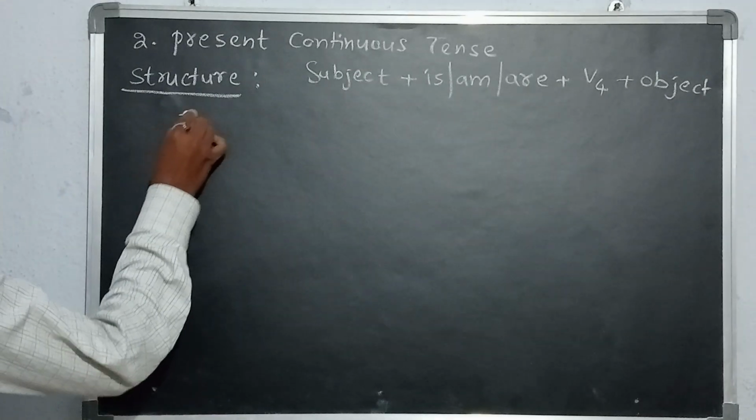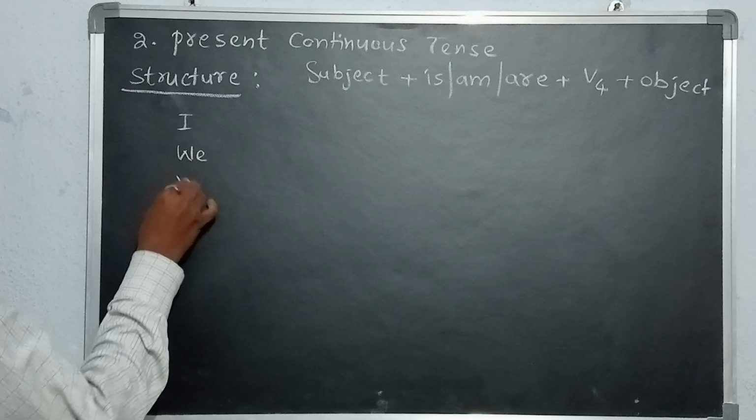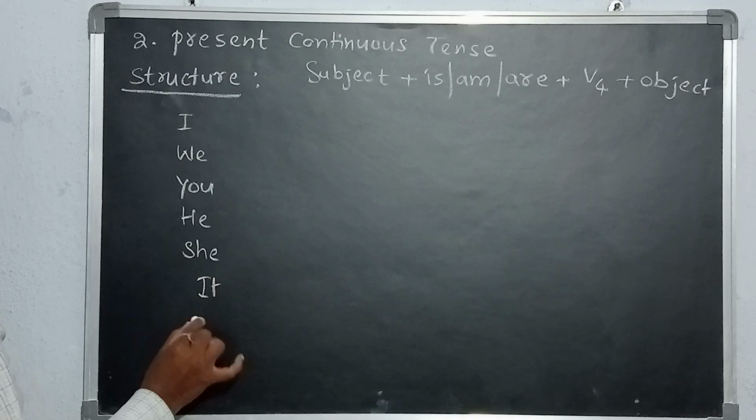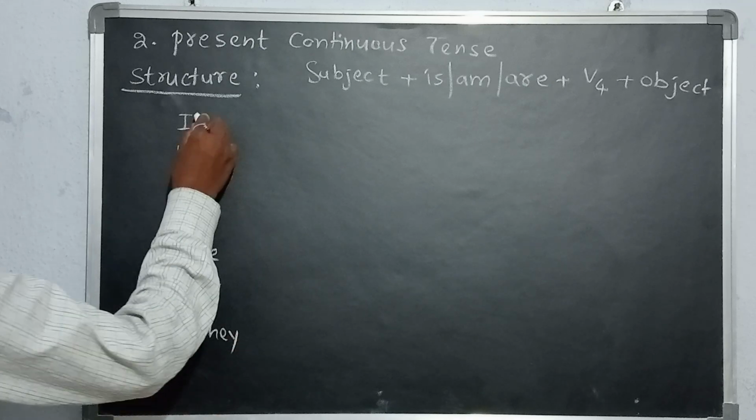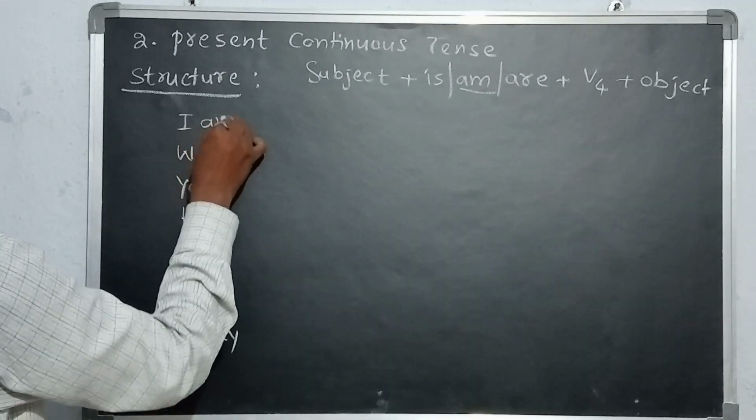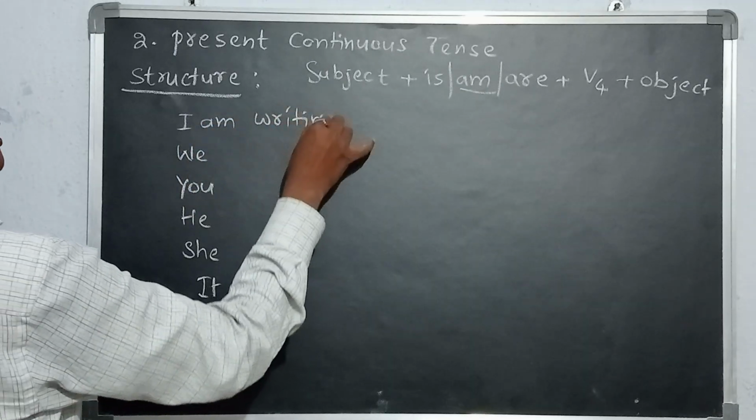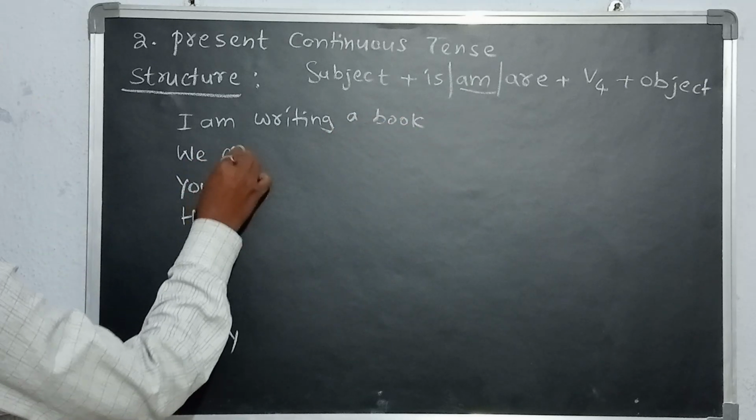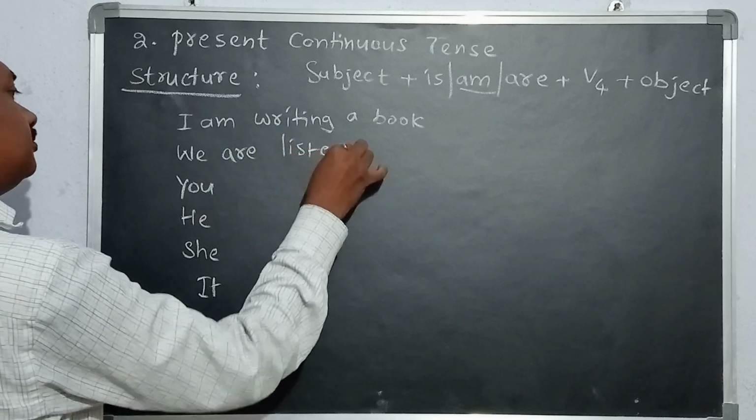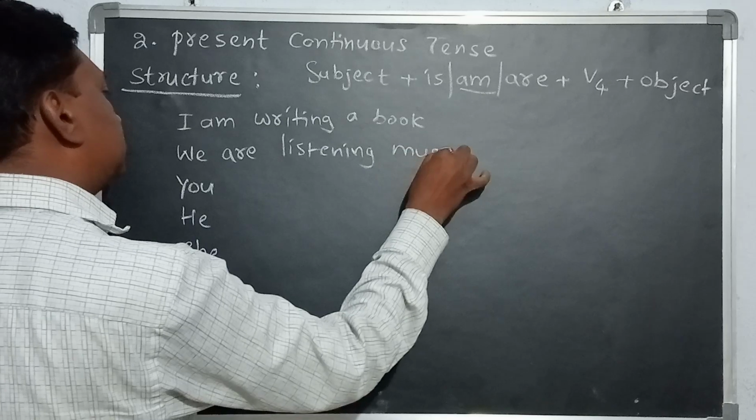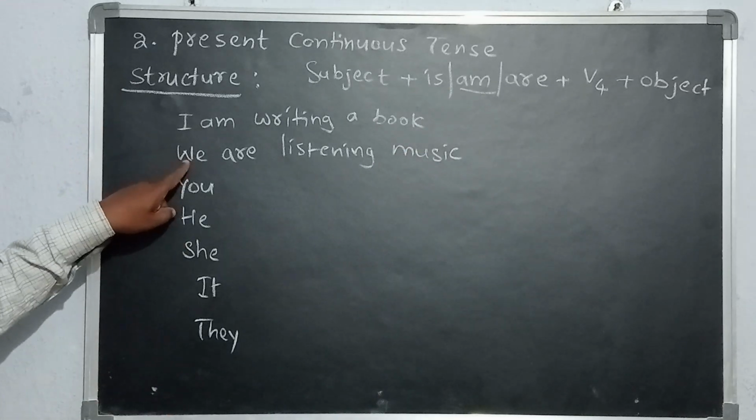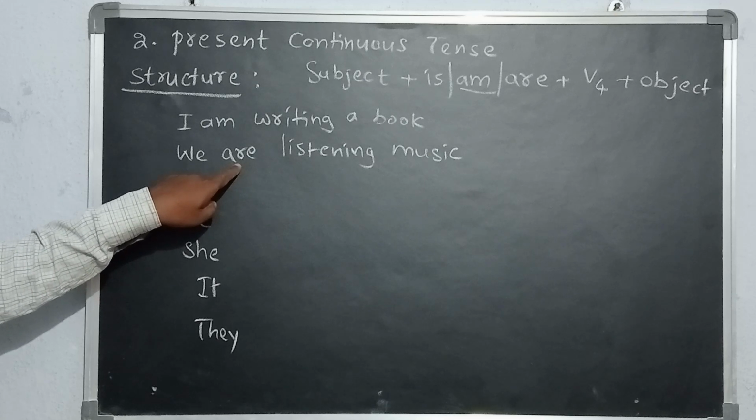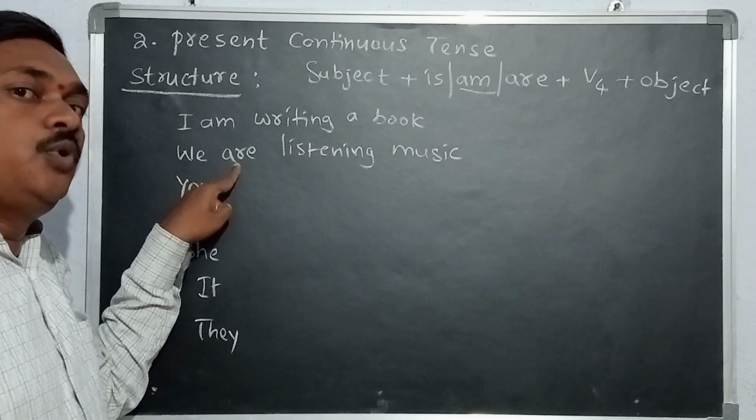So now examples: I, we, you, he, she, it, they. I am writing a book. We are listening music. We, plural. For plurals, we use the helping verb are. Present be forms, present plural be form.